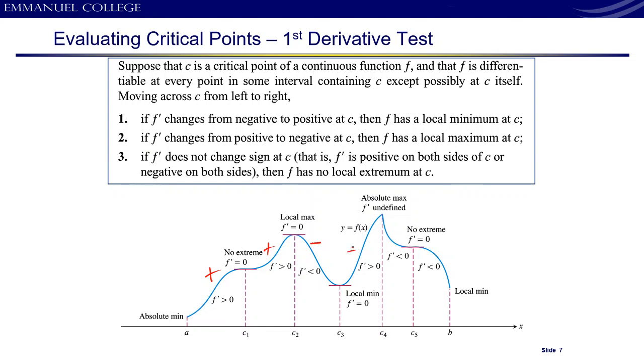This one goes from decreasing to increasing. So that makes C3 a local min. Now C4 is a special case because it's increasing, undefined, but then decreasing. And notice it's not that the function is undefined at C4, it's that the derivative is undefined. So the function being defined and making a cusp, a corner, something like that is okay.